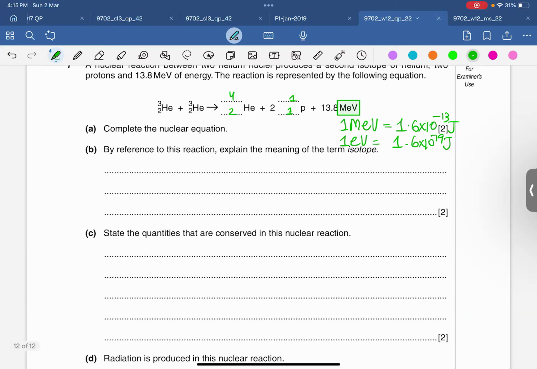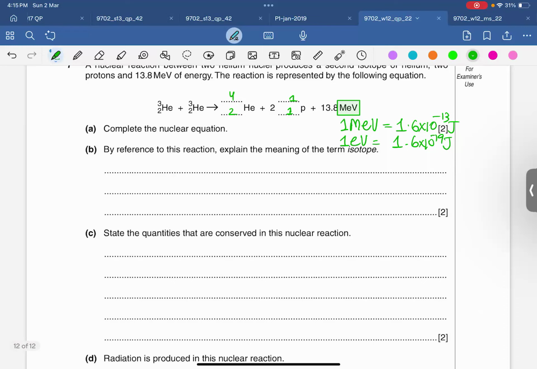It's when the same element has the same number of protons but a different number of neutrons. But they're saying by reference to this reaction, and you didn't give the reference. So you have to say they have the same number of protons, which is 2. But only 2 of the helium atoms have one less neutron. Good.